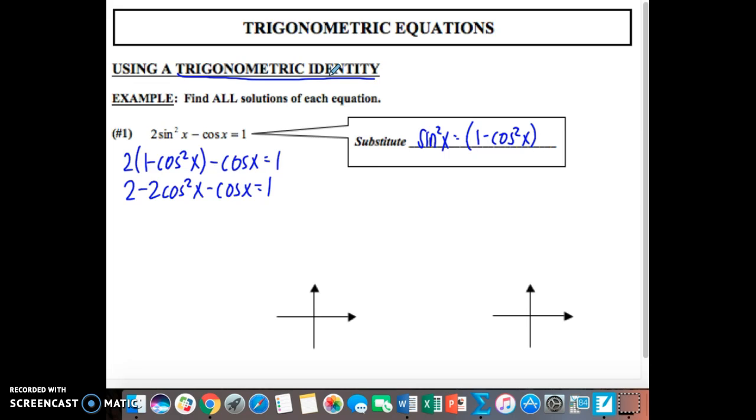So let's get everything over to the right-hand side. So we're going to have 0 on the left-hand side. After we add over the 2 cosine squared x, we'll have a positive 2 cosine squared of x, and a positive cosine of x, and a negative 1. Now this looks very similar to 2u squared plus u minus 1. So we can factor this into 2 cosine of x minus 1 and cosine of x plus 1.